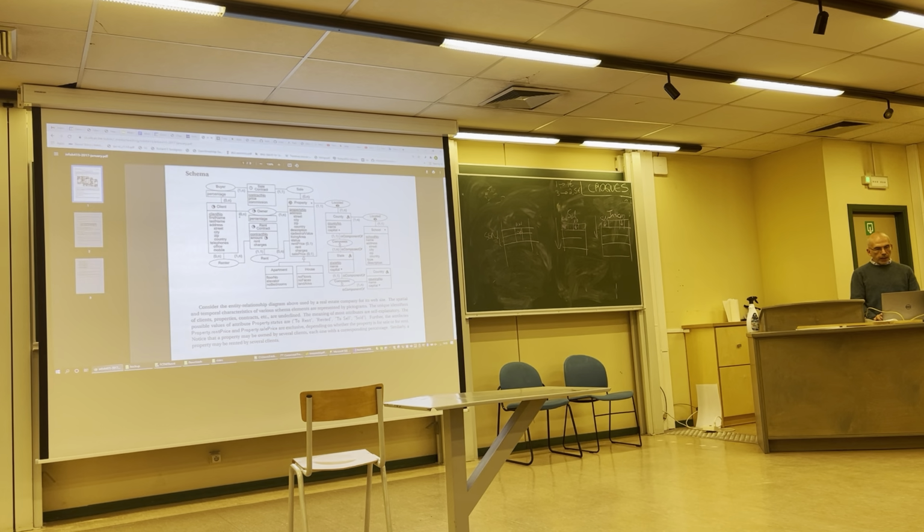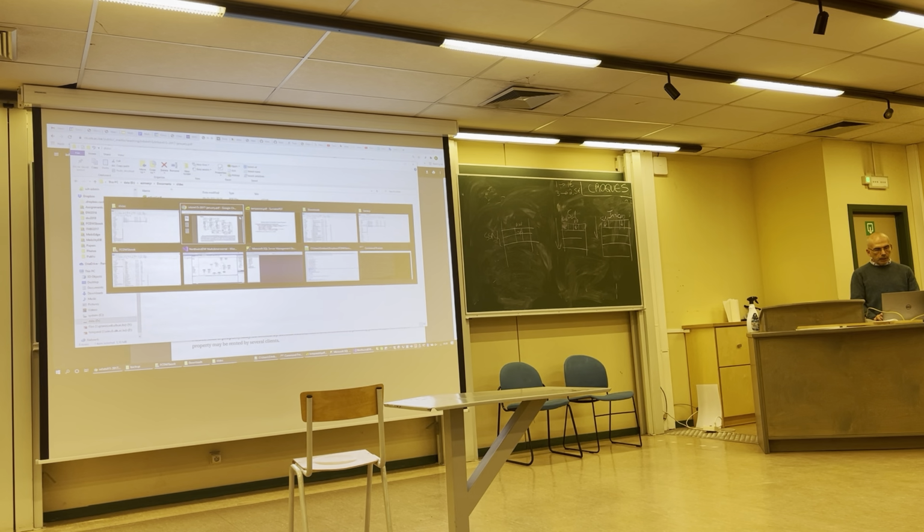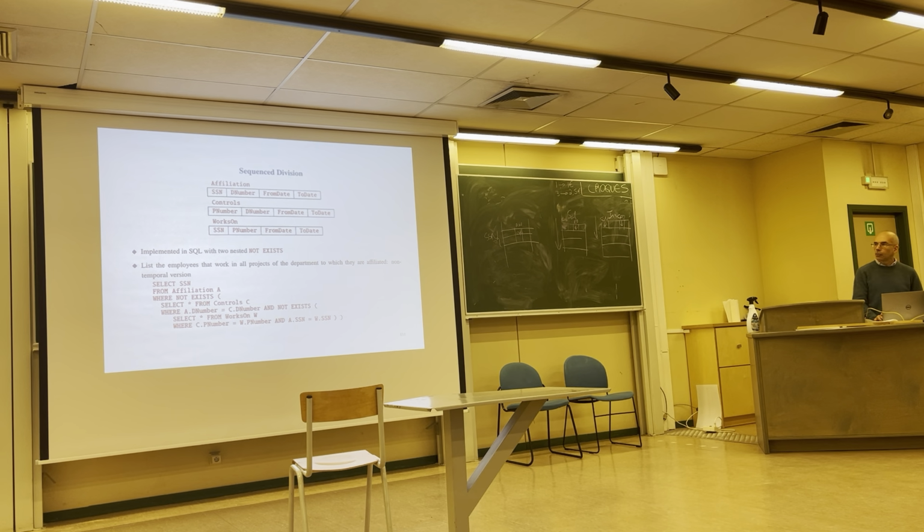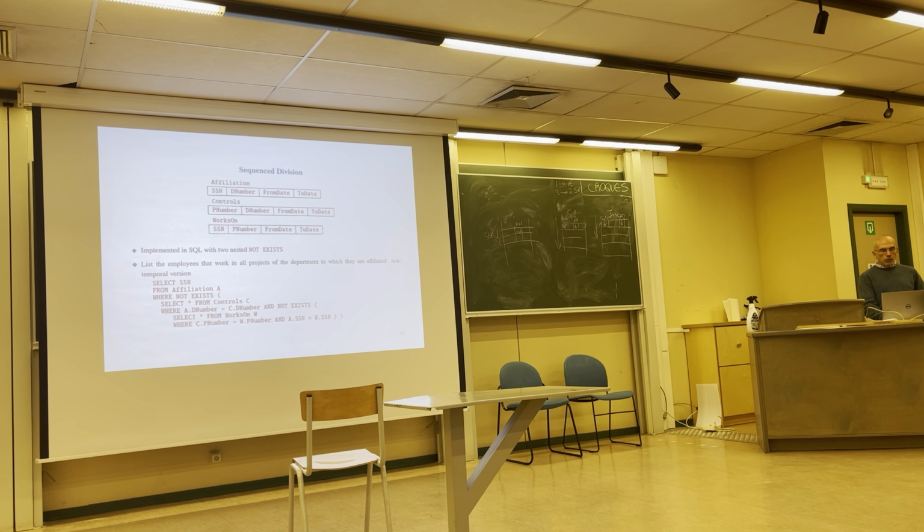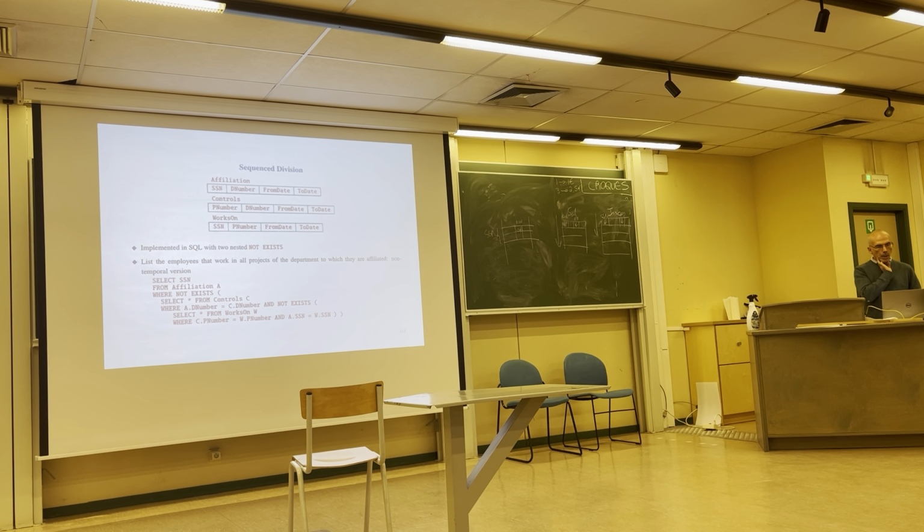I will just finalize a little bit here to motivate the last part, the last operator, division. Division is the universal quantifier. So look at this example. We have affiliation: this employee works in this department from this date to this date. We have controls: this project number is associated with this department from this date to this date. And we have employees working in projects from dates.